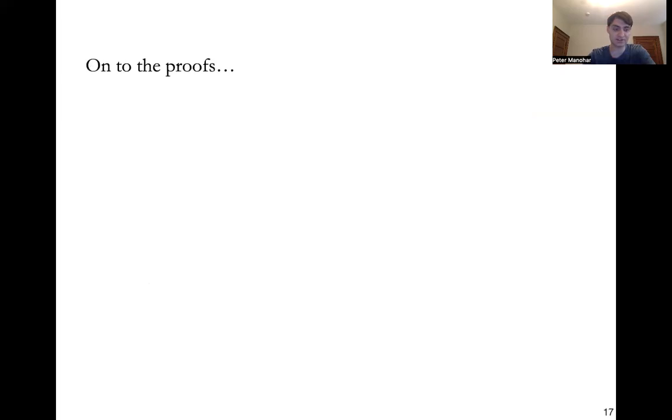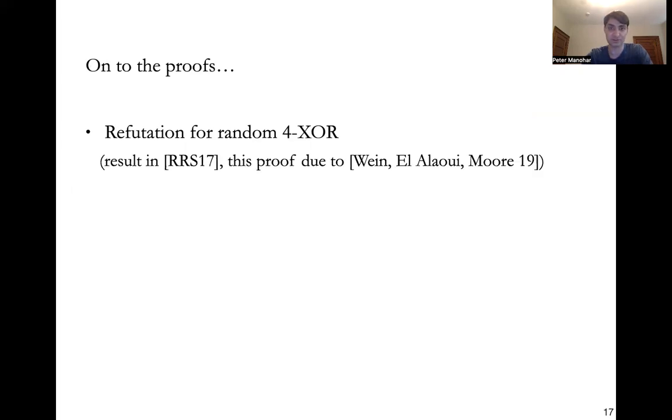So now I would like to just say a few words about the proofs. So first, I'm going to discuss refutation for random 4-XOR instances. This result is covered by RRS because it's for random instances, but the proof I'll present is due to Wein, El Alaoui, and Moore. I should mention that k-XOR is really the only CSP you need to refute. Once you refute k-XOR, you can refute any other CSP.